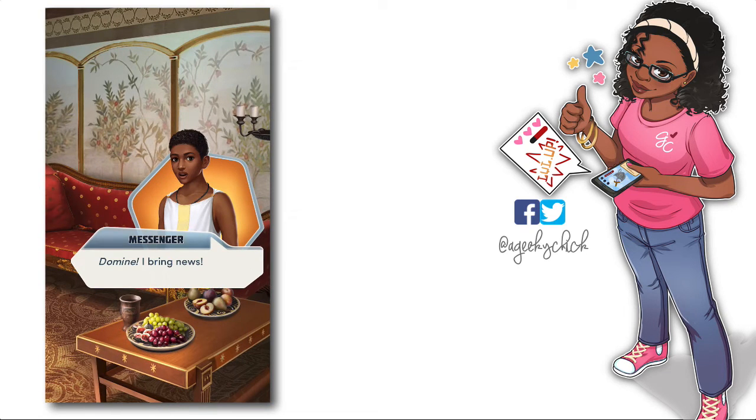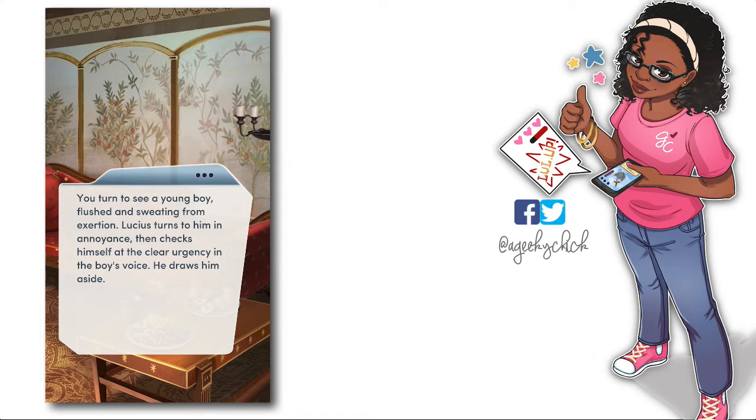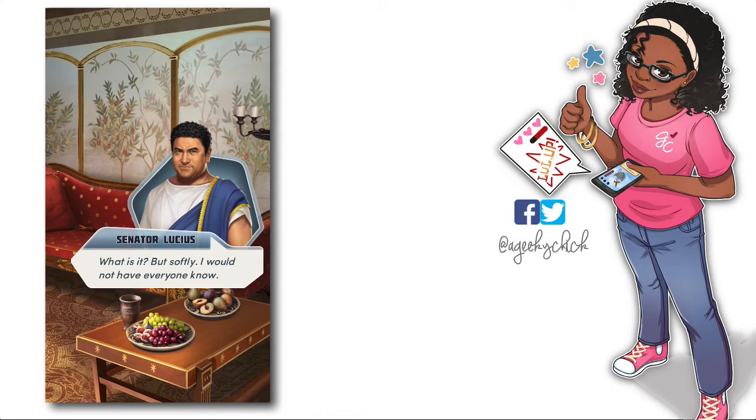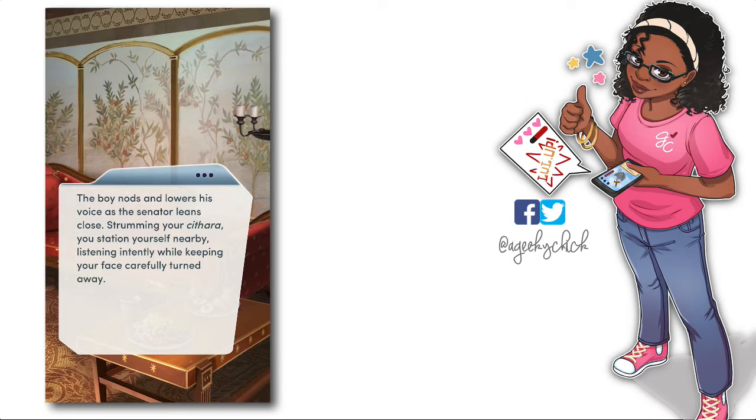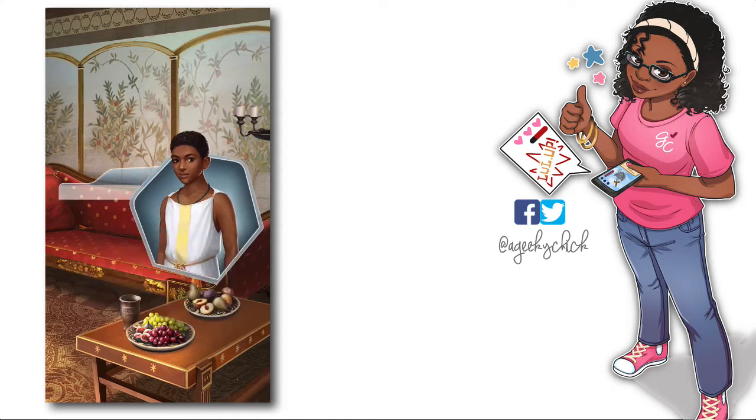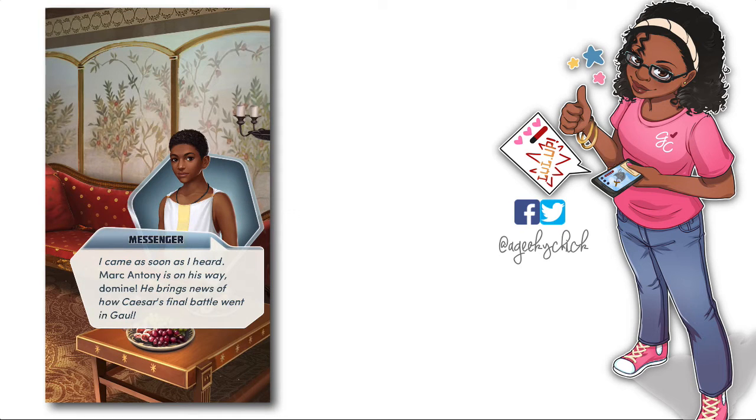Domine, I bring news. You turn to see a young boy flushed and sweating from exertion. Lucius turns to him in annoyance, then checks himself at the clear urgency in the boy's voice. He draws him aside. What is it? But softly, I would not have everyone know. The boy nods and lowers his voice as the senator leans close. Strumming your cithara, you station yourself nearby, listening intently while keeping your face carefully turned away. I came as soon as I heard Mark Antony is on his way, Domine. He brings news of how Caesar's final battle went in Gaul.